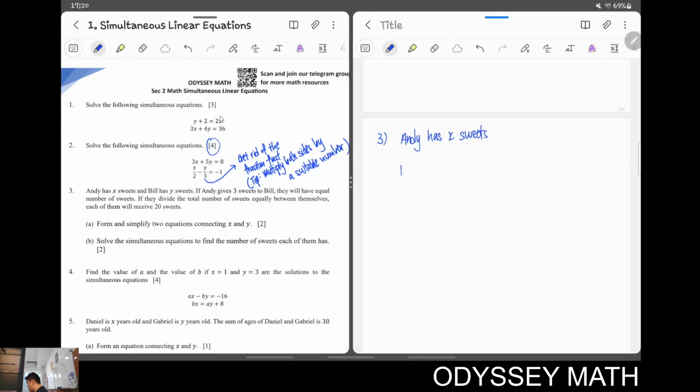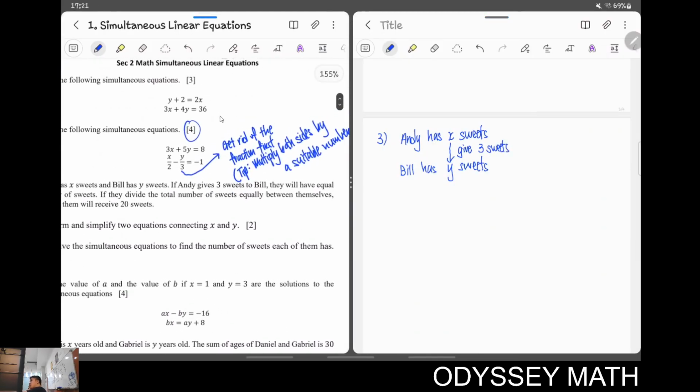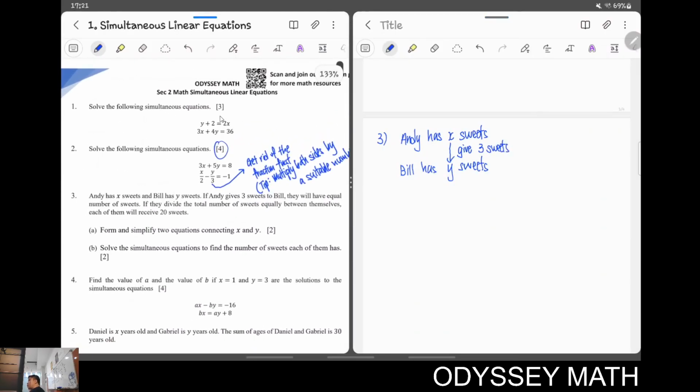And then Bill has Y sweets. In the event you don't know how to do it, it is very, very advised: I suggest you write out all the details and then draw it like art and craft. So Andy gives 3. So what happens? Once Andy gives 3 sweets to Bill, they will have an equal number of sweets.